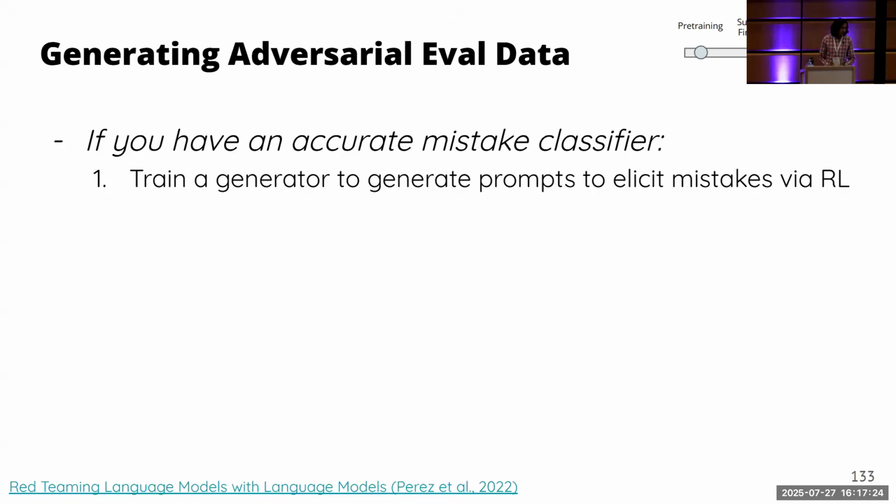In order to overcome this, how can we actually find more difficult examples for evaluation using synthetic data alone? One way you can do this is if you have an accurate mistake classifier, you can deliberately try to elicit mistakes and use those. This is called red teaming. The basic idea is you generate a bunch of prompts, you compute which ones cause your model to make a mistake. That becomes a reward signal, and you use RL to try to incentivize generating prompts that produce a mistake.